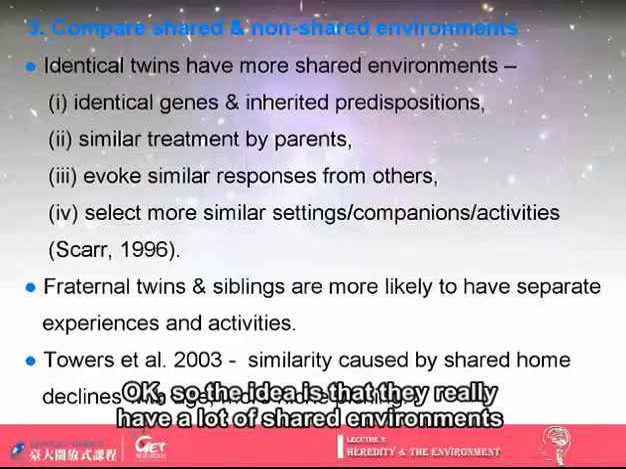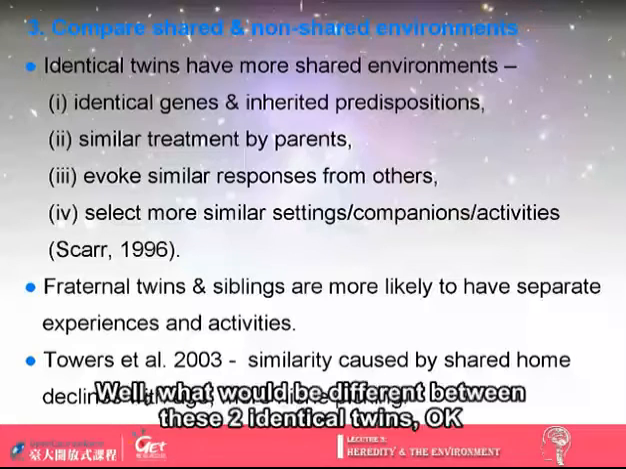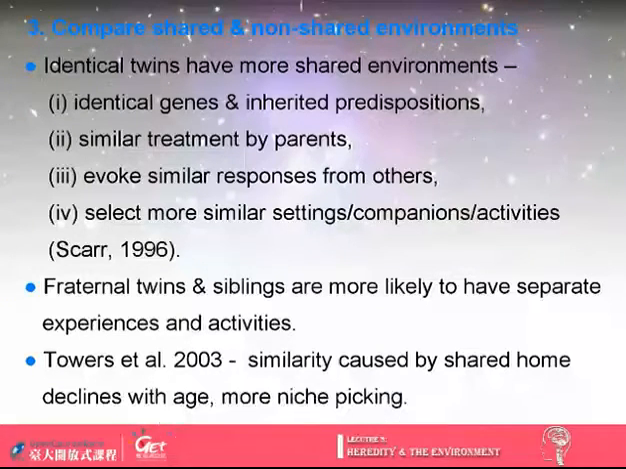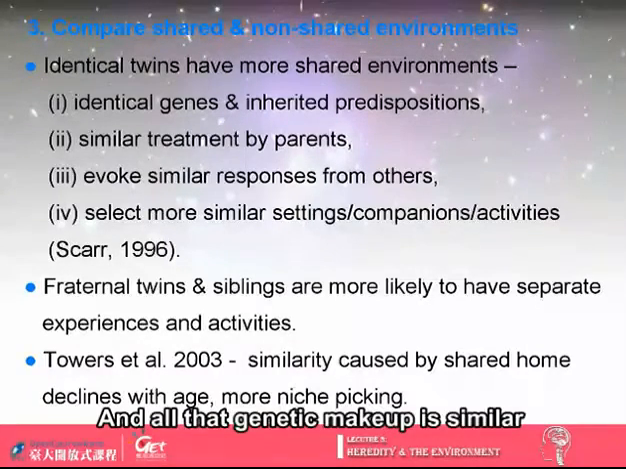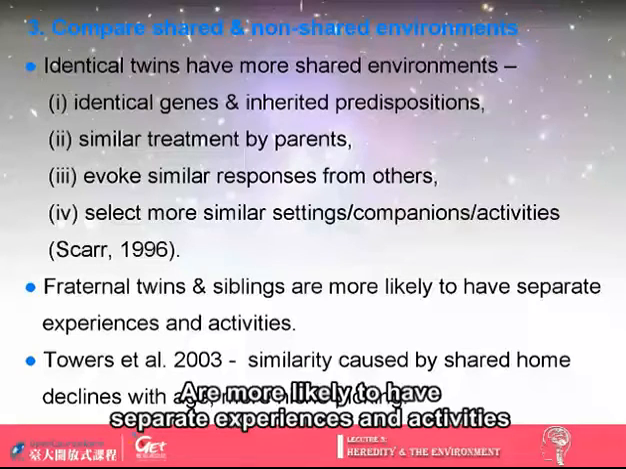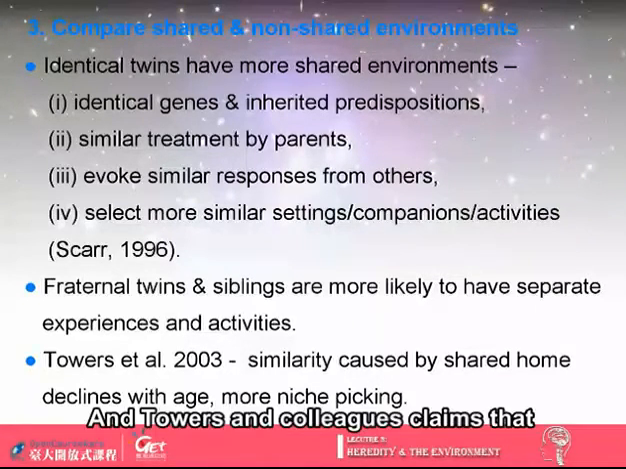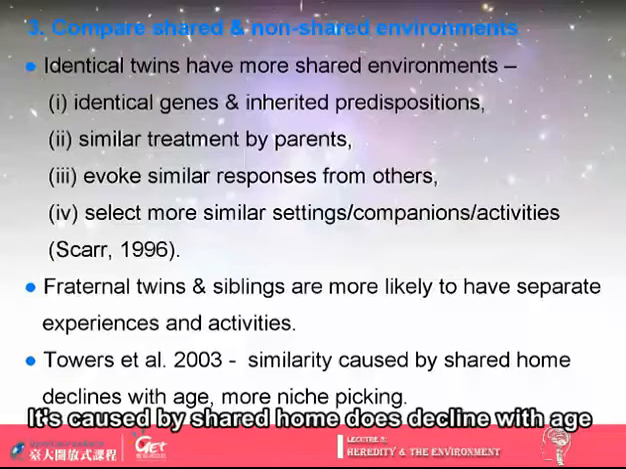Okay, so the idea is that they really have a lot of shared environments, and what would be interesting would be to see what would be different between these two identical twins, even though they have most of their environment and all their genetic makeup is similar. Now, fraternal twins and siblings, because they don't have the same genetic makeup, are more likely to have separate experiences and activities. And Towers and colleagues claim that similarity caused by shared home does decline with age.